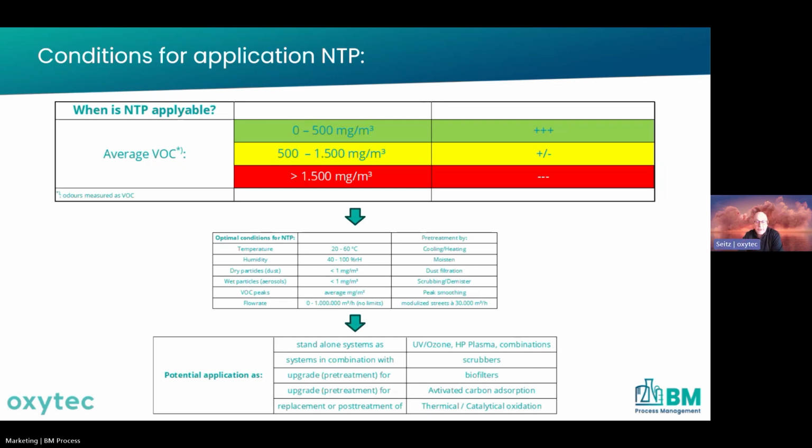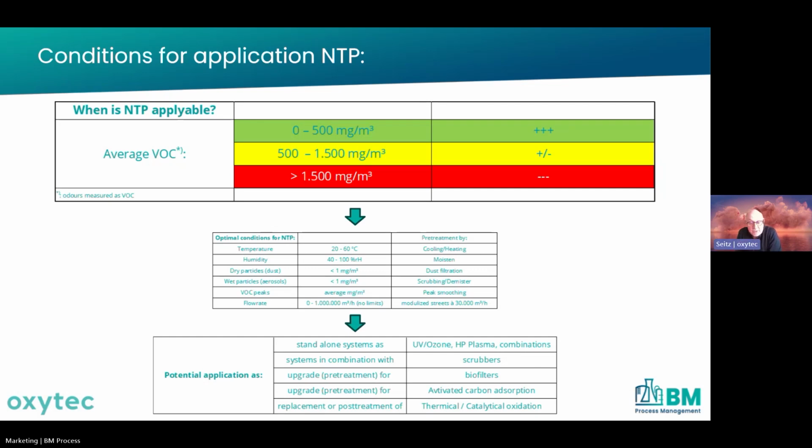So with this portfolio of combinations, we can apply the technology as a standalone system with UV ozone or high power plasma or combinations of that. We can use it in combination with scrubbers, as a potential upgrade, or as a pre-treatment for biofilters to activate the microorganisms with the activated oxygen we are producing. Or we use it as a pre-treatment for existing activated carbon filters, where we are changing the role of the activated carbon from adsorption to catalysis. Because catalysis is a very important reaction to remove residual ozone and to put together residual VOC and ozone particles on the AC surface.